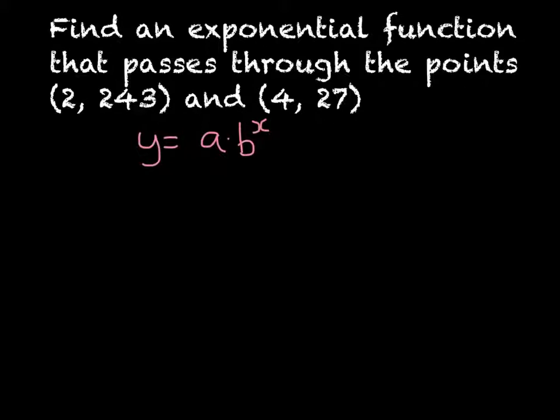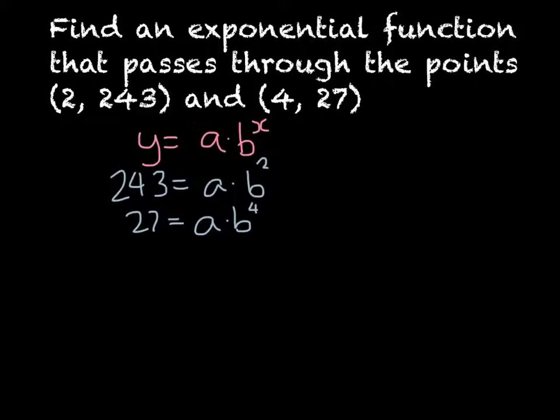So I'll say 243 equals a times b to the power of 2, and 27 equals a times b to the power of 4. Now we can divide these equations by each other so that we end up with 243 over 27, which is 9, and that equals a times b squared over a times b to the 4th.